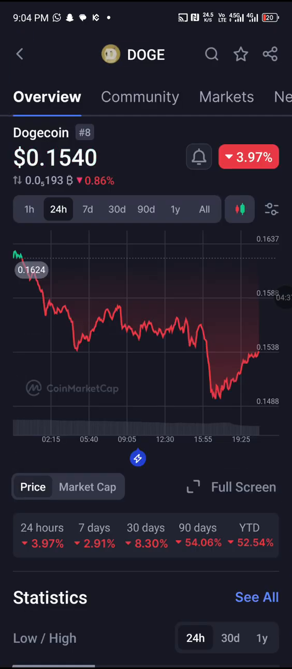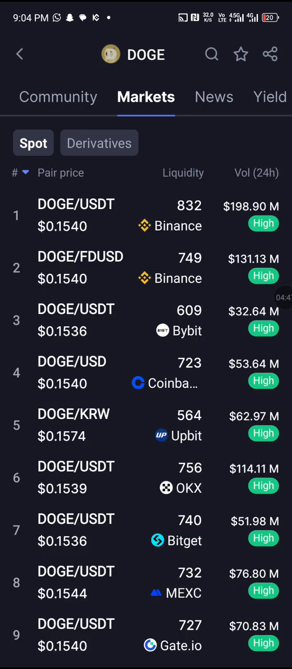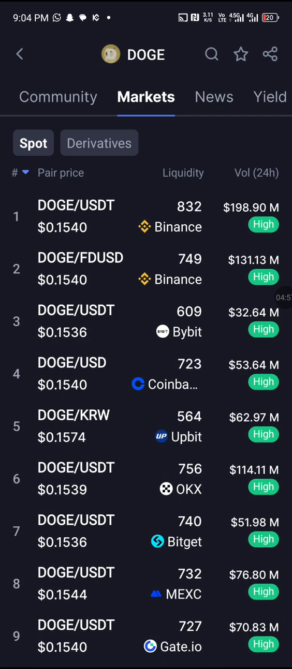If you click on any coin of your choice, the next thing you need to do is navigate to the market section, which we're going to do right now. Navigate yourself to here, which is the market section. If you come to the market section, you're going to look at all those exchanges, their coins, their liquidity, and also their 24 hours volume turnover.